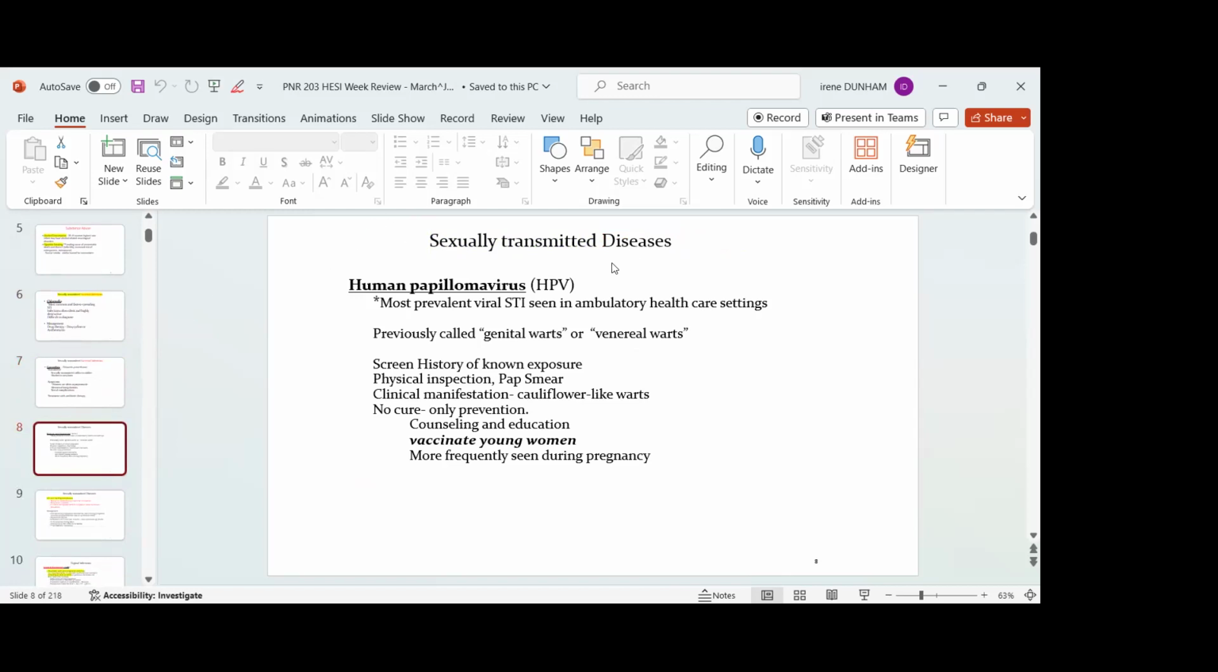Another sexually transmitted disease or infection is the HPV, the human papillomavirus. You may know it as genital warts or venereal warts. And we do some screening. We do a pap smear, it shows up. And what they look like, little cauliflower-looking warts. We do give the vaccine now. We have been doing it for a while, it's called the Gardasil, to combat the HPV virus.